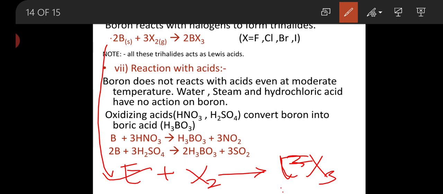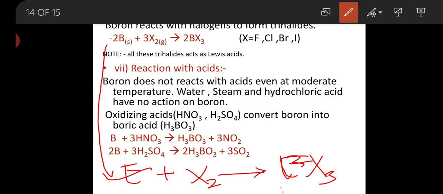Boron on reacting with halogens. Halides carry a minus X charge, whereas boron has a plus 3 charge. So boron easily combines with the halogens to form halides. These halides are called boron trihalides, and may be BF3, BCl3, BBr3 or BI3. Most of the trihalides of boron act as a Lewis acid.